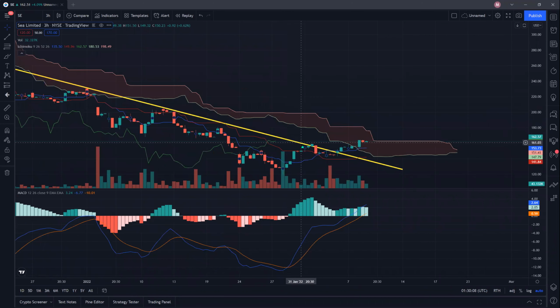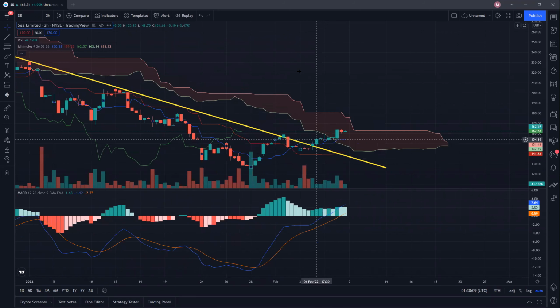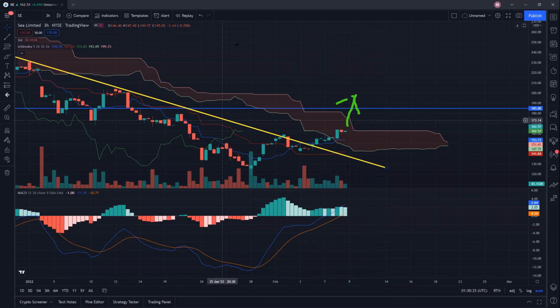If you were to ask me, I'll say that in the event that we manage to break out, my target would be about 185. 185 being the target. But that being said, there will also be resistance before that. So the resistance will be about 170 and also about 175. So 170 and 175 will act as a resistance, while 185 will be the target.